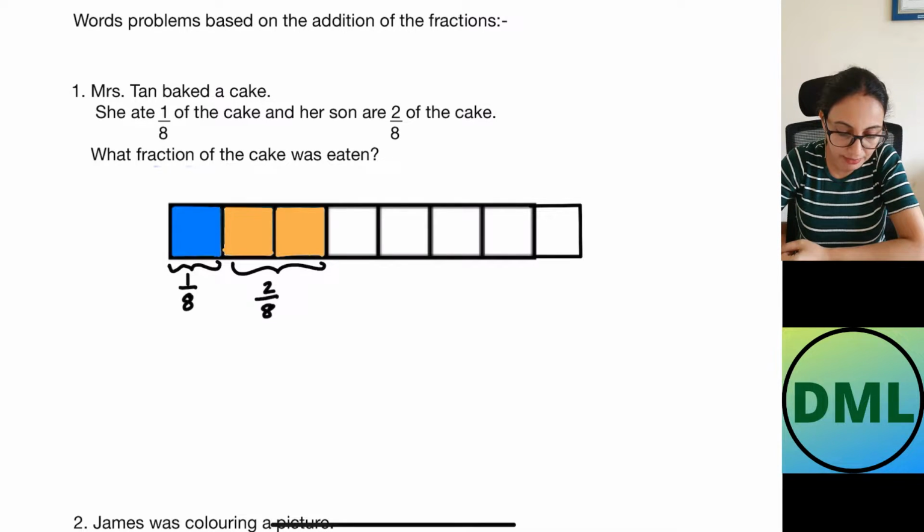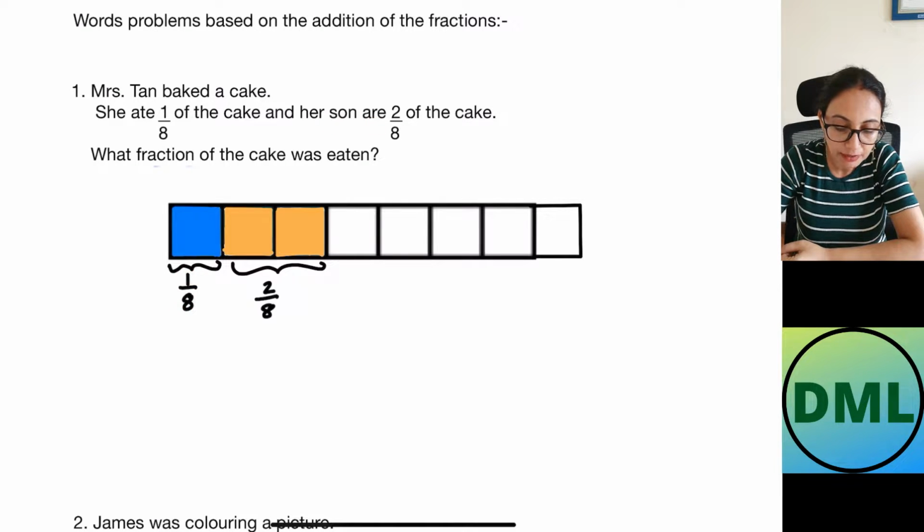So as you can see that here I have drawn 8 boxes. 1, 2, 3, 4, 5, 6, 7, 8 boxes I have drawn. This is the total parts I have. She ate 1/8 of the cake. Out of 8 parts, how many parts did she eat? She ate only one part, right? As you can see that I have colored one blue part. So that portion is given by 1/8. Out of 8 parts, one part is shaded. That means she ate 1/8 of the cake.